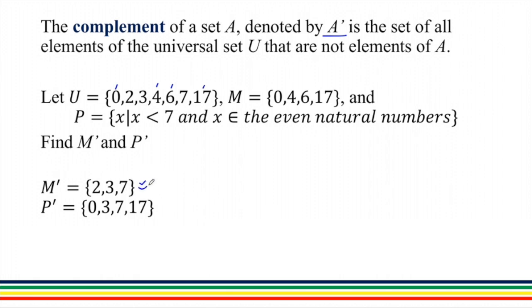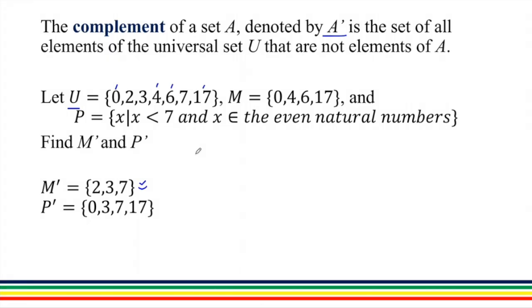So again, complement means the members that are present in the universal set U and not in the set itself. So from M, 0, 4, 6, 17 are not included in the complement, but what is present in the universal set are considered the complement of M. So {2, 3, 7} is the complementary set of M.